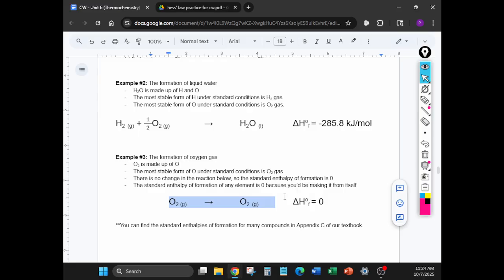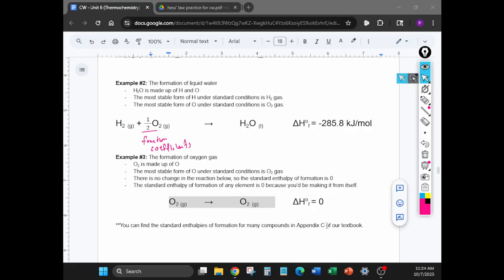So those are the 2 things that are kind of new with enthalpy of formation. You can have fraction coefficients. If you want to make a note, you can have fraction coefficients. And then the delta H for an elemental form is going to be 0.